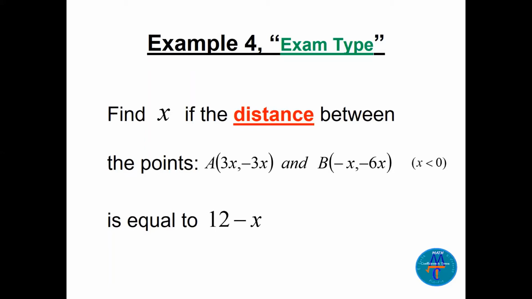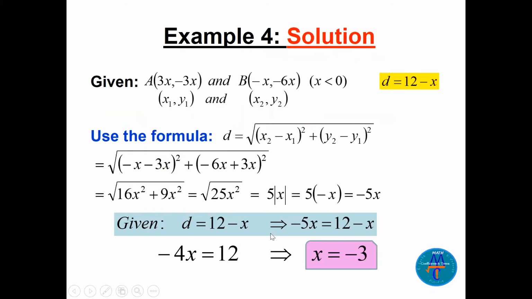So what do we have in the question? We have a condition on the x, we have the point A and the point B, we have the distance here. So for sure here we have to use the formula. So x1, y1, x2, y2, use the formula, then this is equal to 12 minus x. Okay, now let's see this one, x1, y1, x2, y2. Very nice question. There is a little idea inside here.